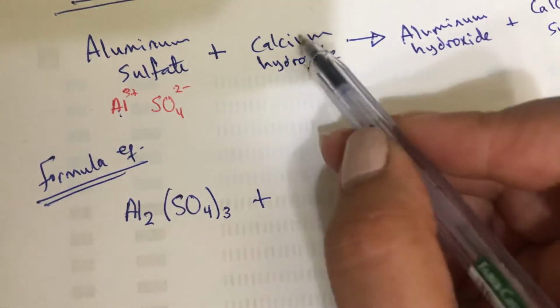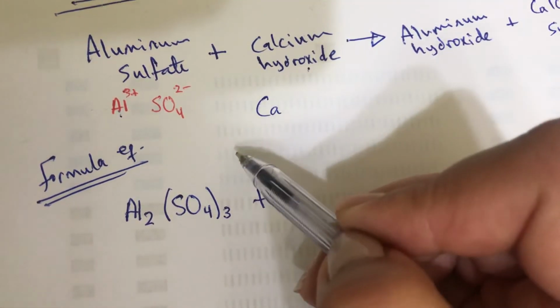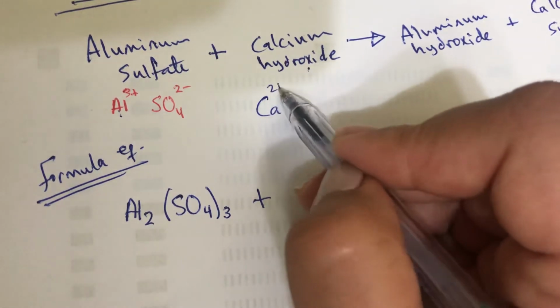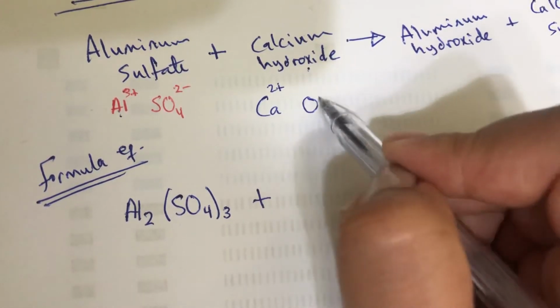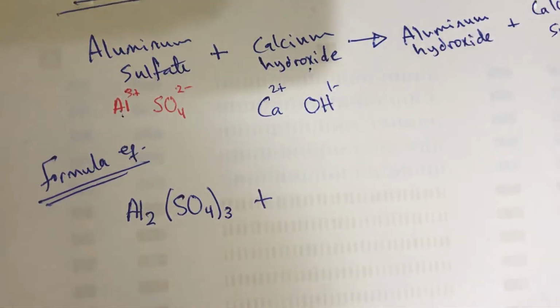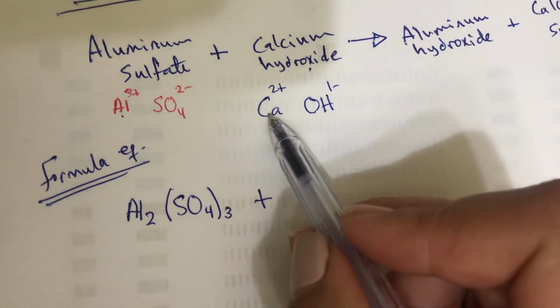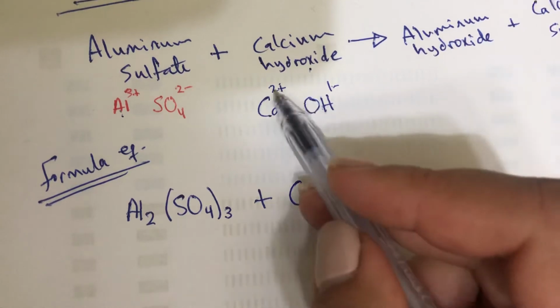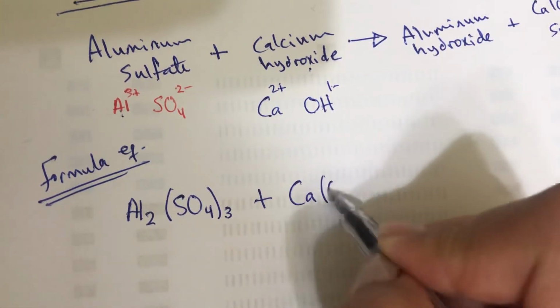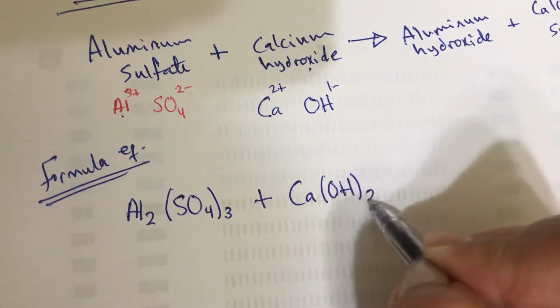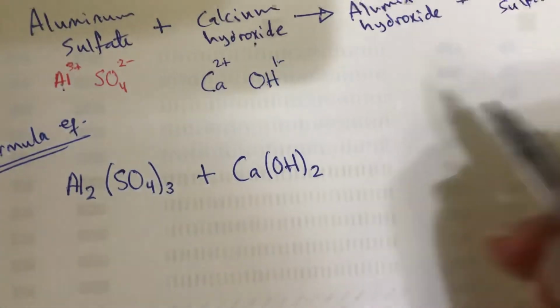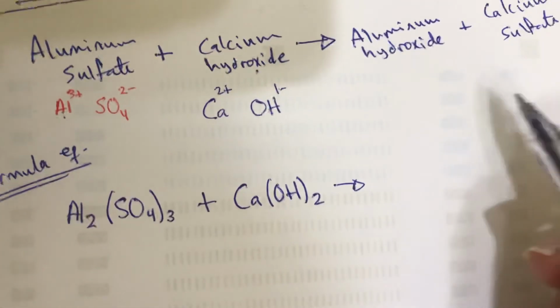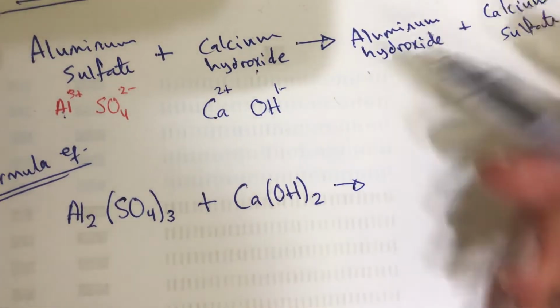calcium hydroxide. Calcium is in group 2 in the periodic table, so positive 2. Hydroxide is a polyatomic ion with charge negative 1. So you have to multiply calcium by 1 and hydroxide by 2, and because it's a polyatomic ion, you have to put it in between brackets, to produce aluminum hydroxide.